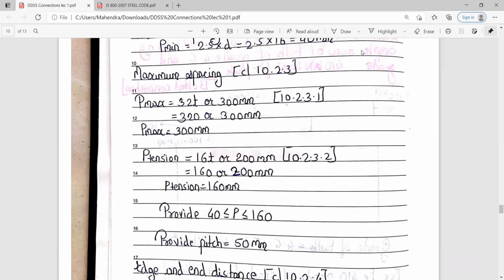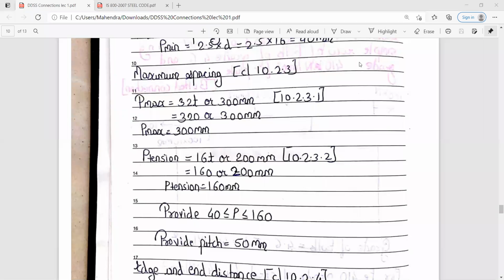Ma'am, that minimum 40, how did it come? The minimum spacing value that came was 40, and the P in tension is 160. So between the two values we have to consider the value in between. So minimum 50 to 60, every time you have to consider pitch. So minimum pitch we are going to consider as 50 mm.